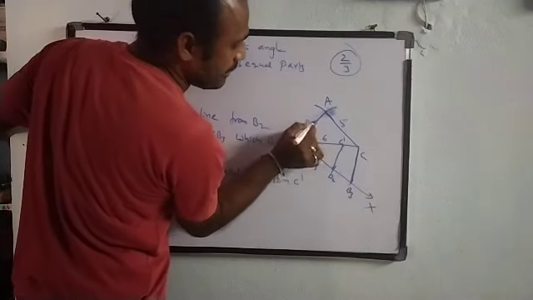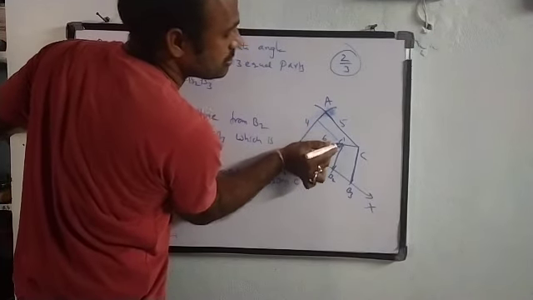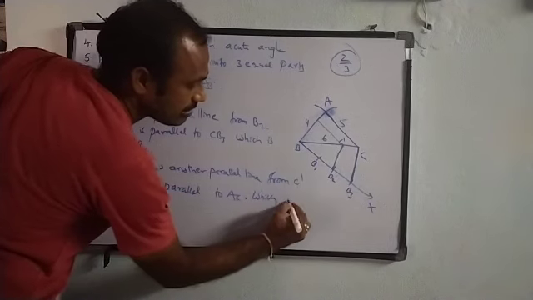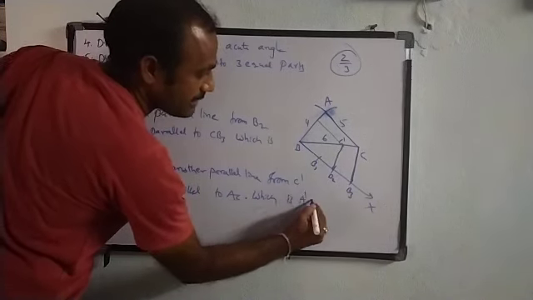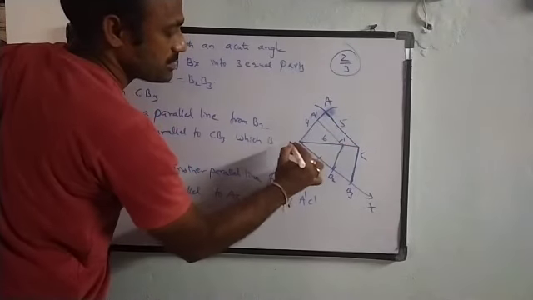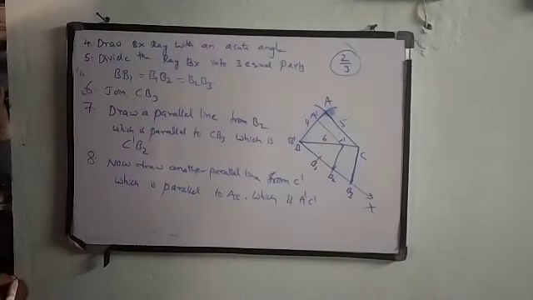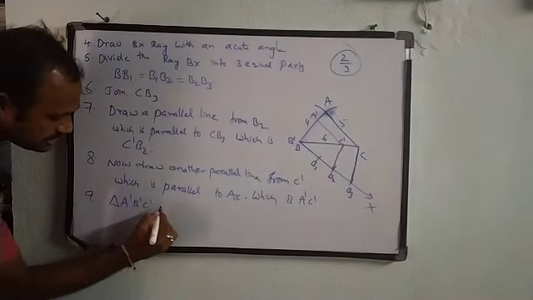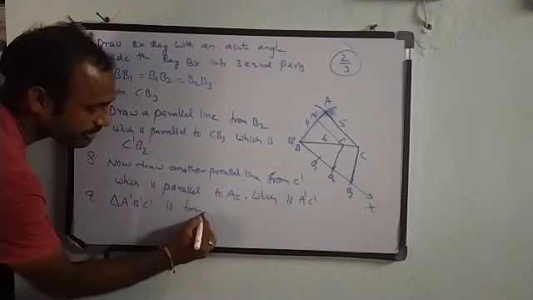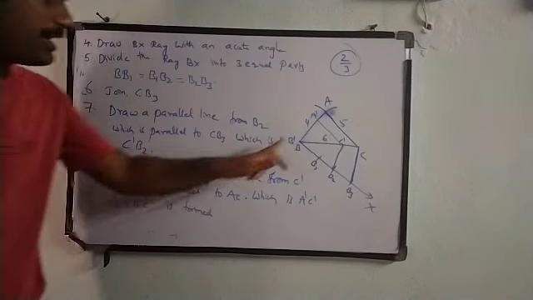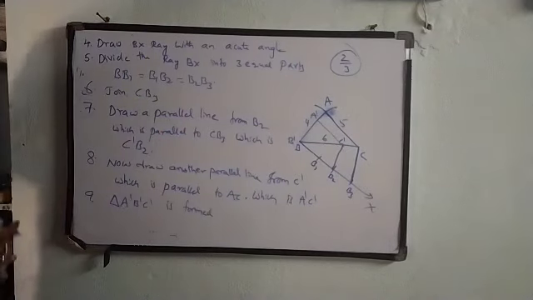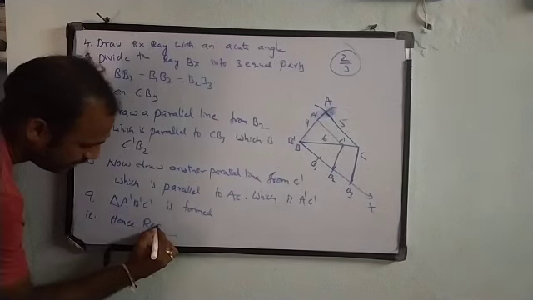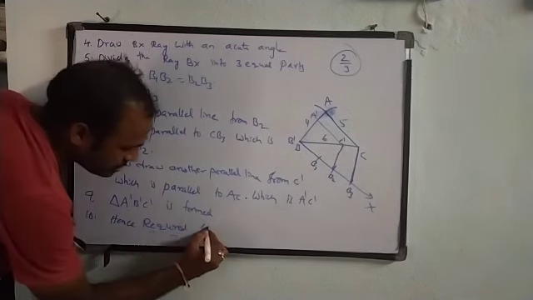So I am drawing a parallel line, which will be parallel to A dash C dash. So this is A dash, and here it will be B dash. Therefore, triangle A dash B dash C dash is formed. Hence, the required construction is done.